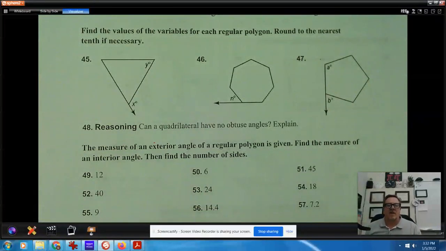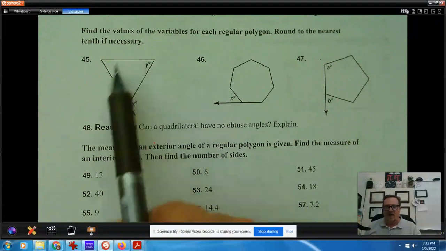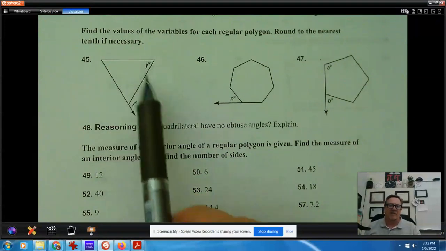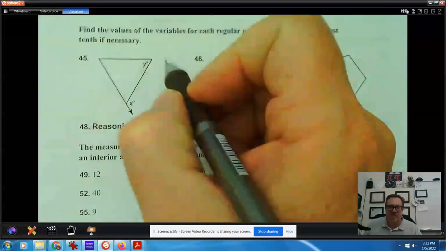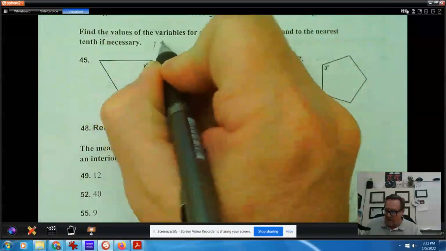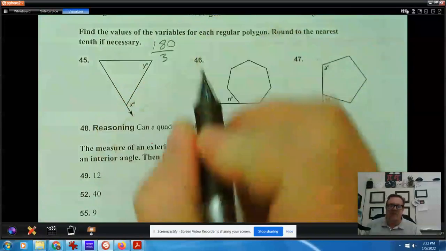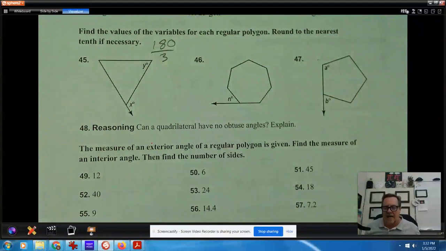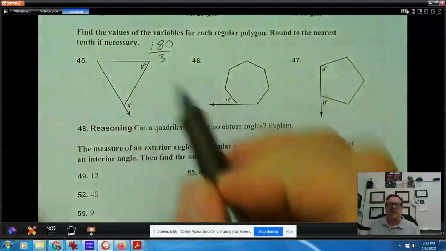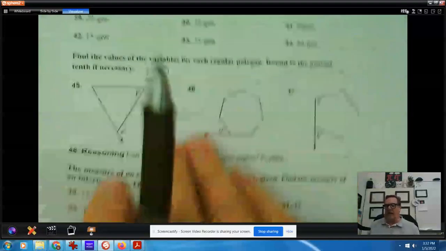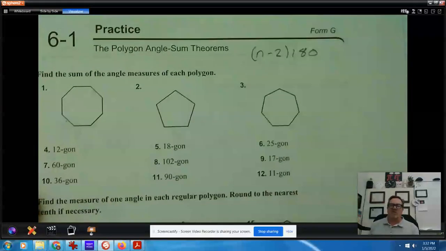Find the values of the variables for each regular polygon. If this is a regular polygon and there's 3 sides, then I can find y, one of the interior angles, by doing 180 and dividing it by 3. Now, why did I say 180? Because it's a triangle, and we know the sum of the interior angles of a triangle is 180. If you're not sure, you can go back and use our formula.